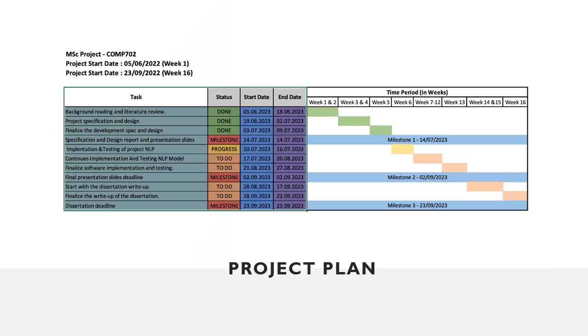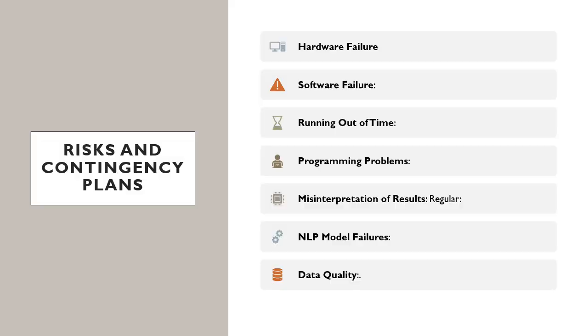Project plan. As you can see here, I have made a Gantt chart to keep track of my progress, and it clearly shows that I am up to date with the development, specs, and design. My next milestone is the design report and presentation slides. Once I'm done with this, I will move to the implementation and testing of my NLP project.